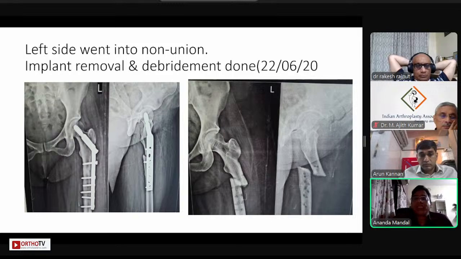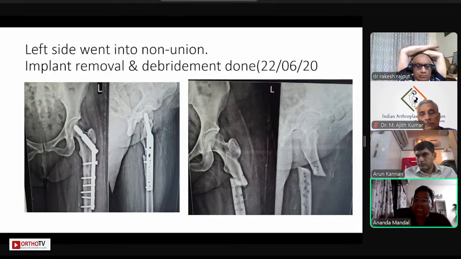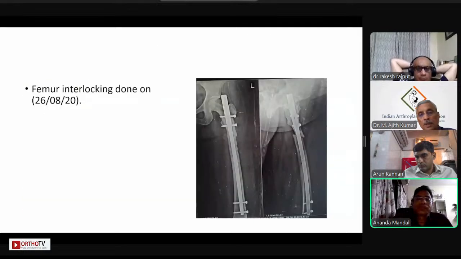Debridement was also done on that side, but there is no available history or discharge certificate of that surgery. At the same time, he did not do fixation of the fracture, so I suspect there may be infection on the left side also. After 2 months of removal of the implant, he fixed the fracture with an interlocking nail.